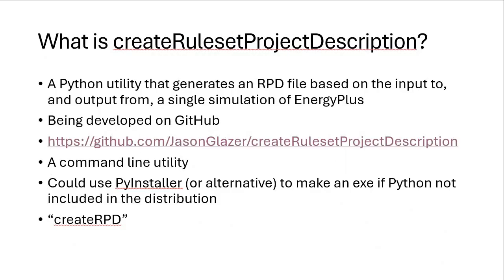So createRPD is what I usually call the create rule set project description, since it's such a mouthful. It is a software that creates the files in a format specified by Standard 229P that can be used to summarize your baseline and proposed files. It is being developed right now and is not complete, but it does support a variety of data about building models. You can look at the source code since it's being developed on a public GitHub repository.